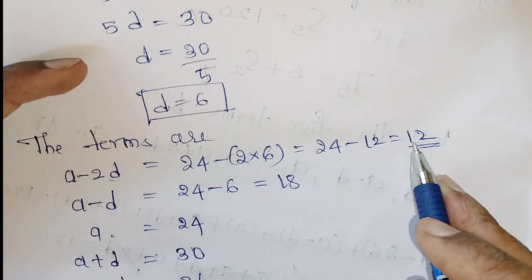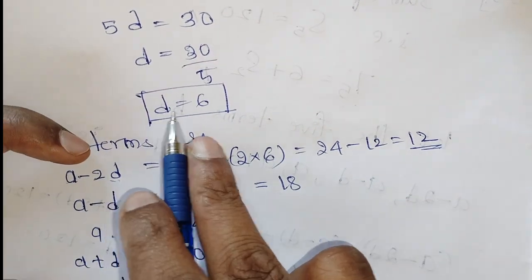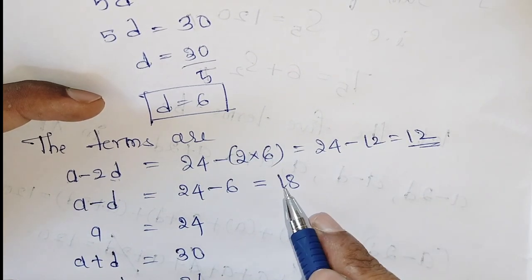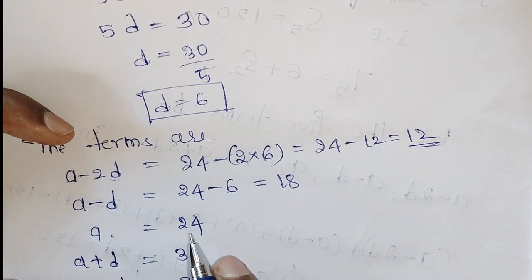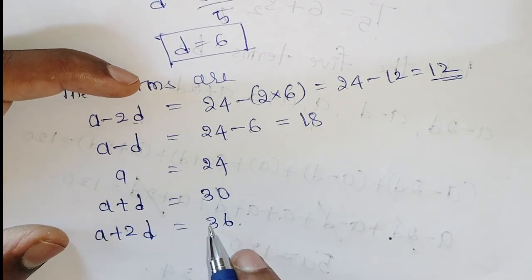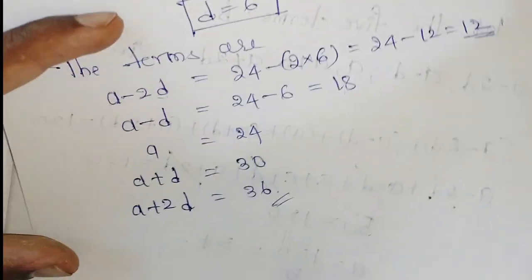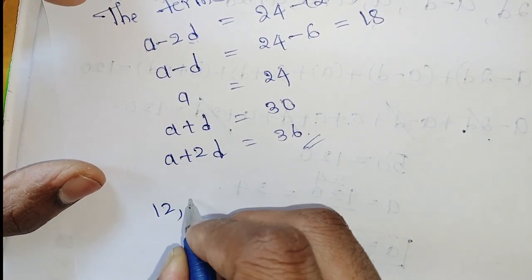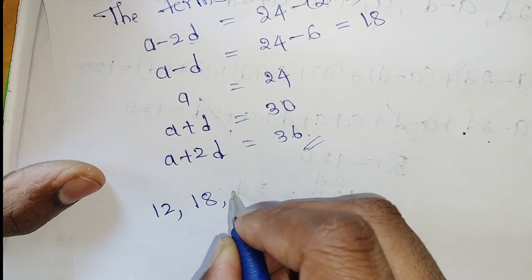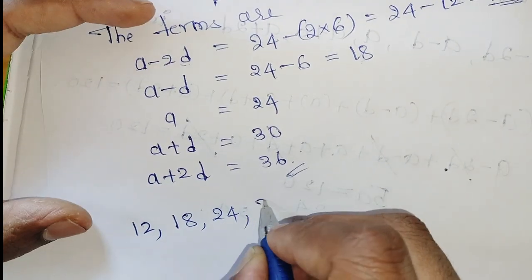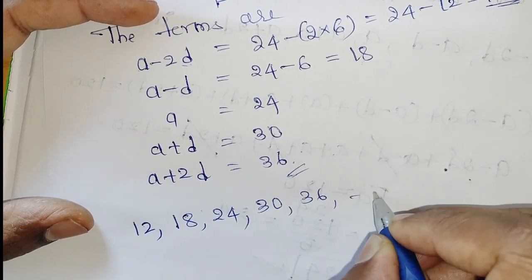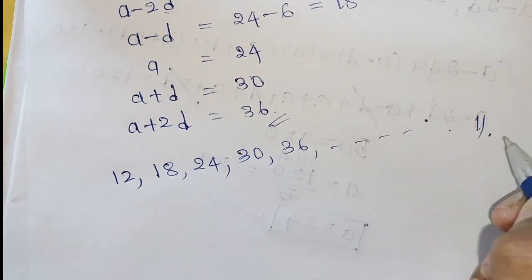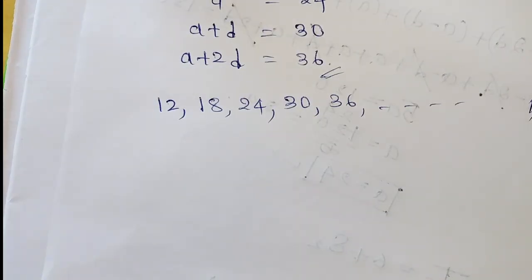Okay, it's easy. This first term is 12, and the difference is 6 here, so we have to add 6 to it. That is 12 plus 6 is 18, and 18 plus 6 is 24, 24 plus 6 is 30, 30 plus 6 is 36. Okay, then the terms are 12, 18, 24, 30, 36, etc. Okay, this is the answer. Next, go on to the next problem.